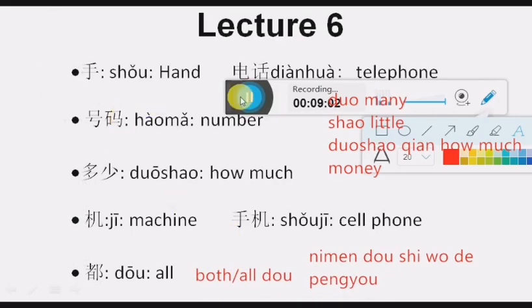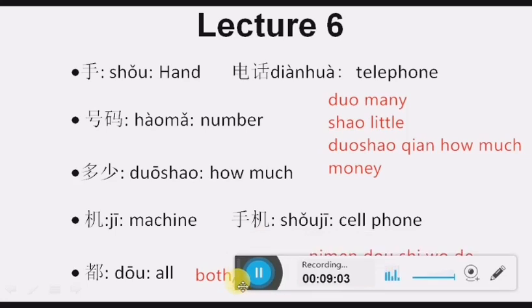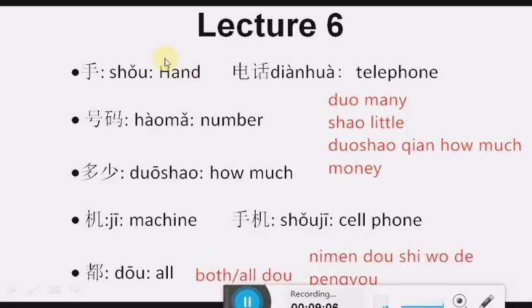So the new words are shou, 电话, hao ma, 多少, ji, shou ji, 多.